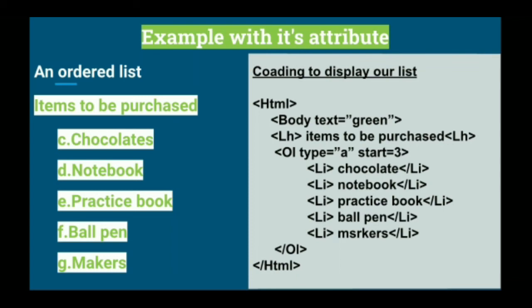Then the same things are listed with the LI tag, we added the list items, then the closing OL and closing HTML. Then the list will be visible with lowercase alphabets and with the C starting position. So this is the example of the OL tag with the attribute.